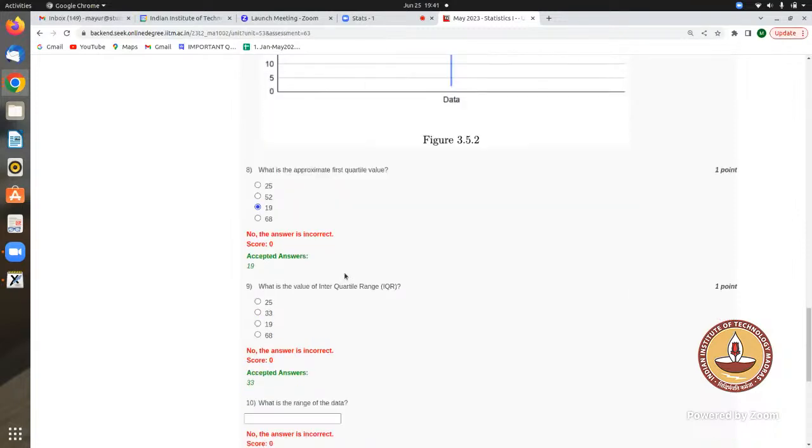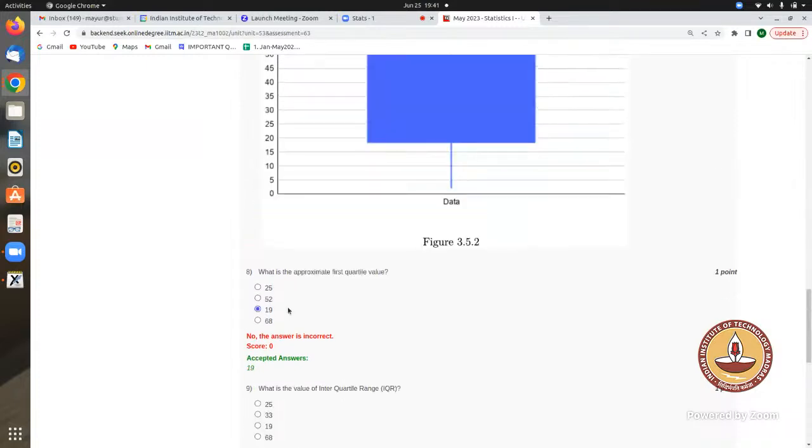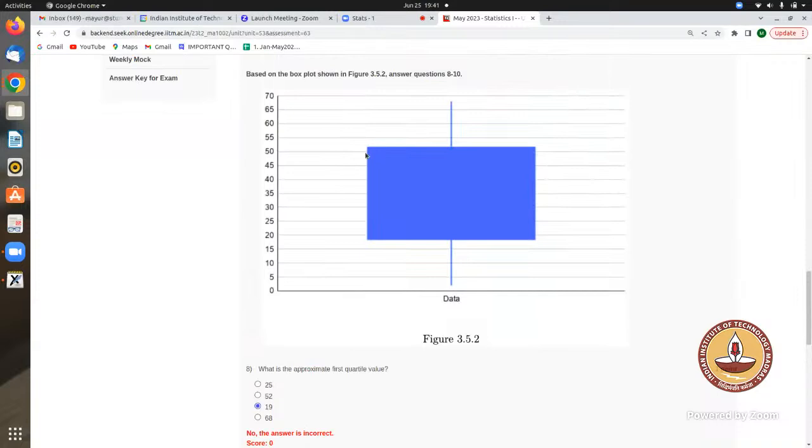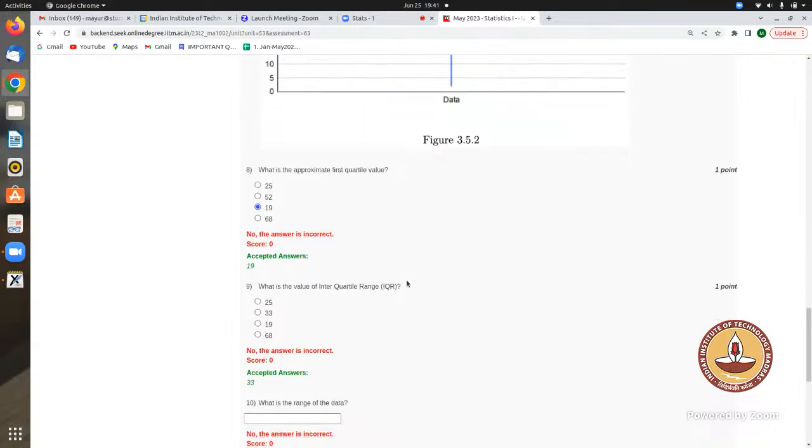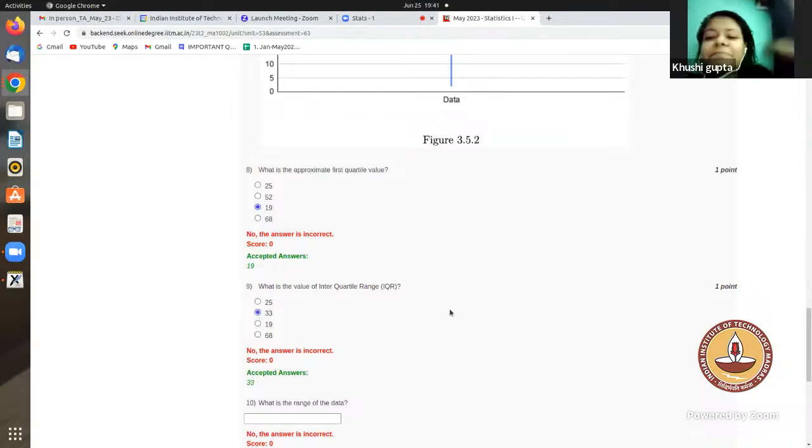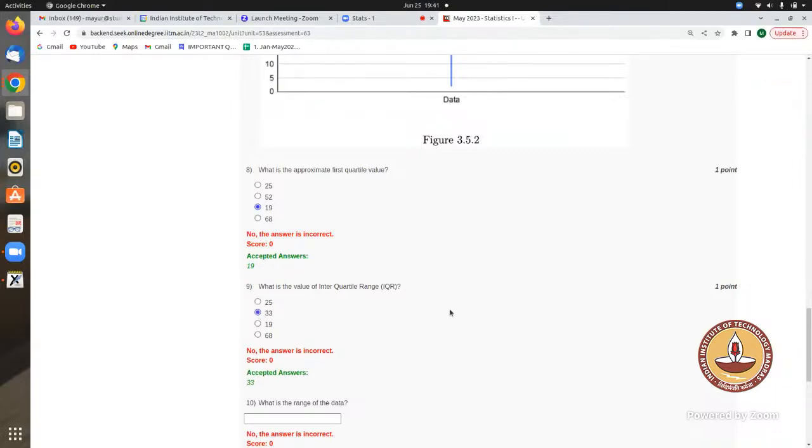So this is correct. What about question 9, what is the IQR? This value is 19, and this is somewhere around 52. 52 minus 19 is around 33, or you can say 34 or 32, but the closer value is 33. I understand the values are not very clear, but approximately, and going through the options, this should be 33, right? Yes, sir.